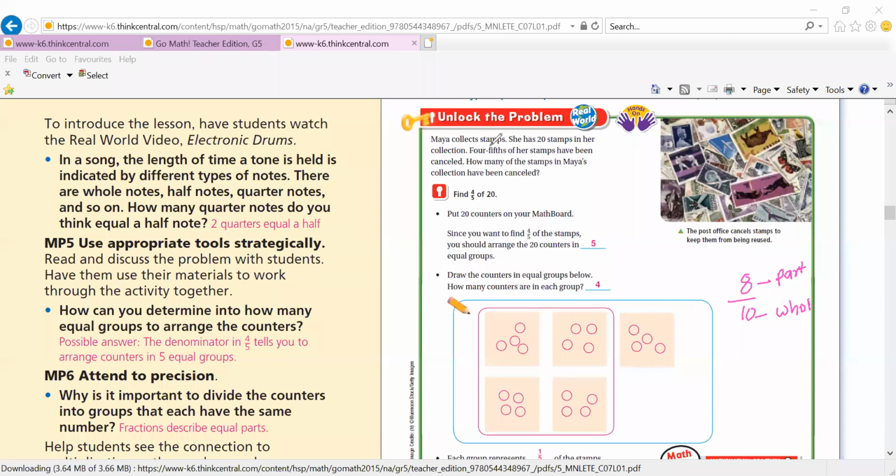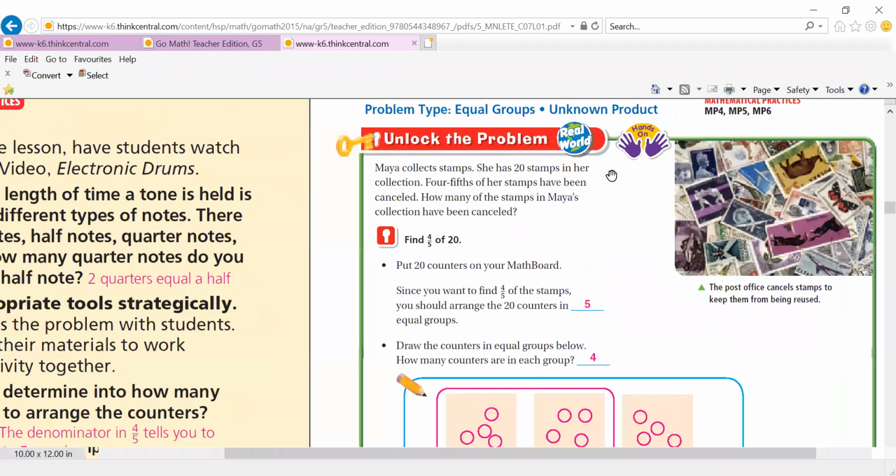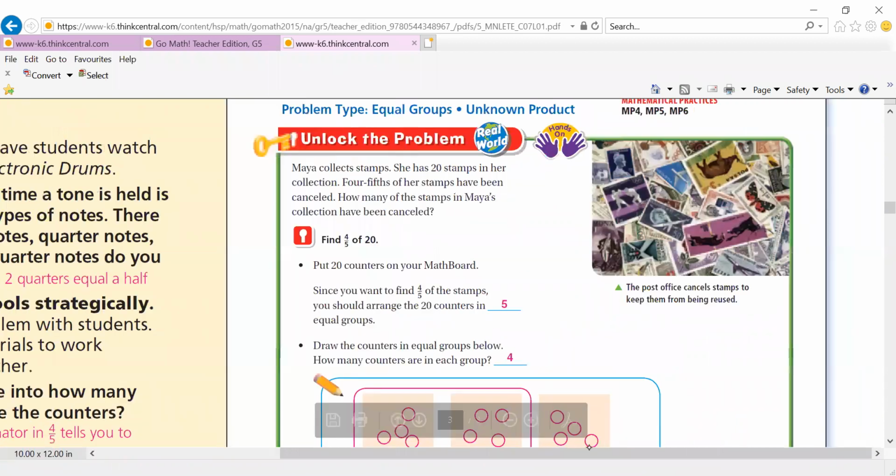Now, they say that Maya collects stamps. Maya collects stamps. She has 20 stamps in her collection. How much is the total, girls? 20.